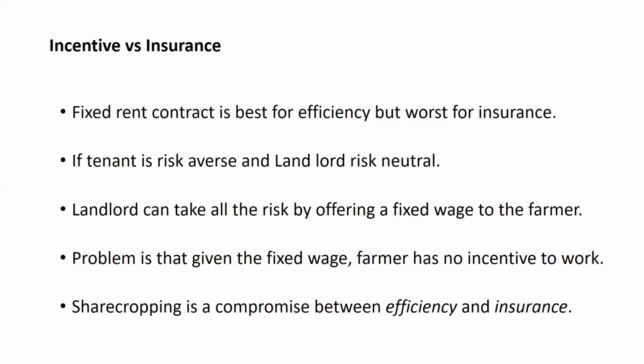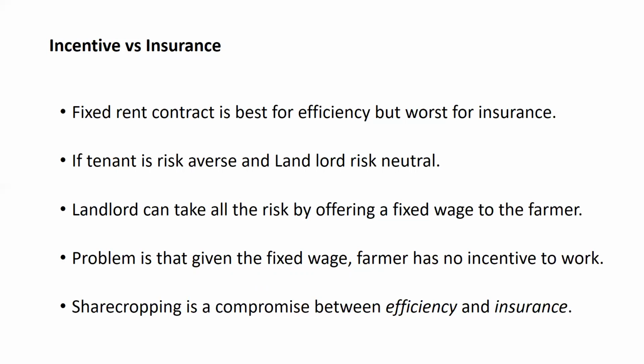So just to summarize, a fixed rent contract is best for efficiency but worse for insurance. If the tenant is risk averse and the landlord is risk neutral, then the landlord can take all the risk by offering a fixed wage to the farmer. Now, the problem is that given the fixed wage, the farmer has no incentive to work.